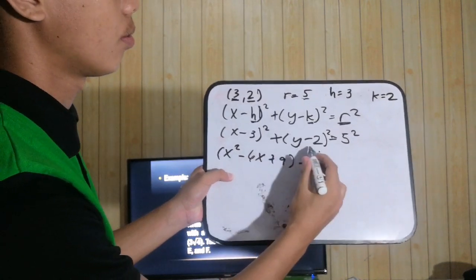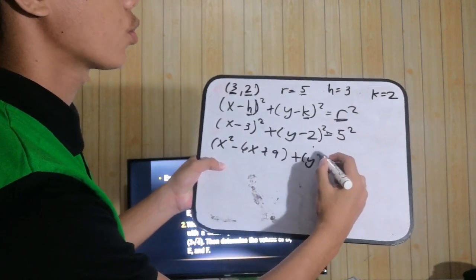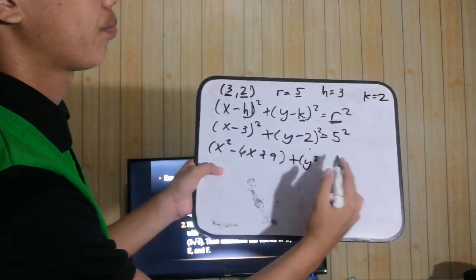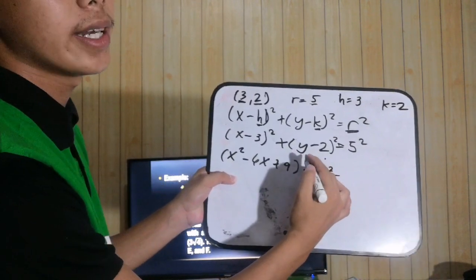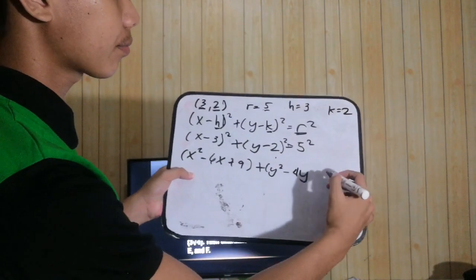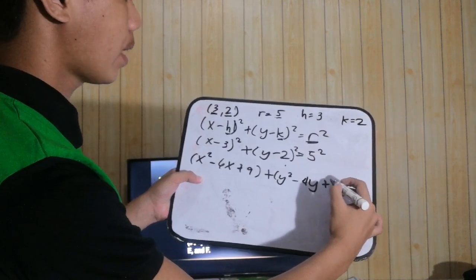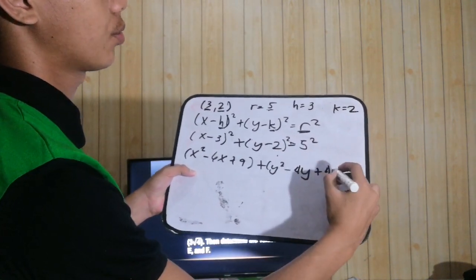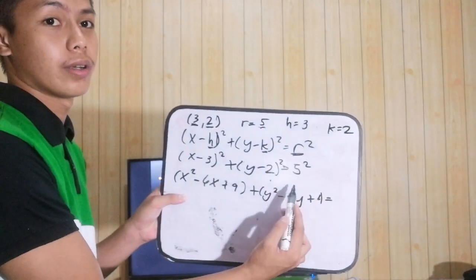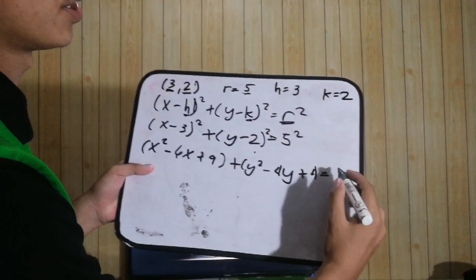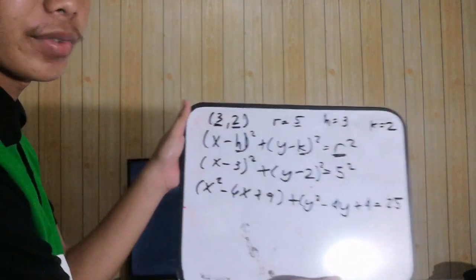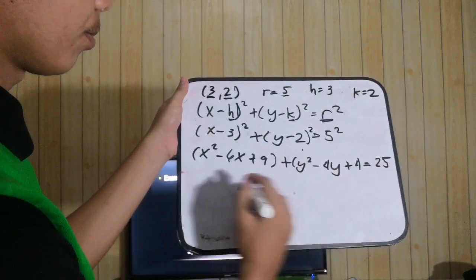Plus, dito naman tayo, y squared. So, the product of these two is 2y, then twice it is equal to 4y, okay? And then positive 4, because it is squared. Now, 5 squared. What is 5 squared? Simply 25. Now let's simplify this. Okay, just follow.